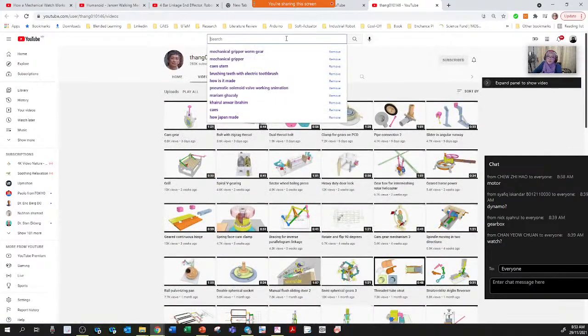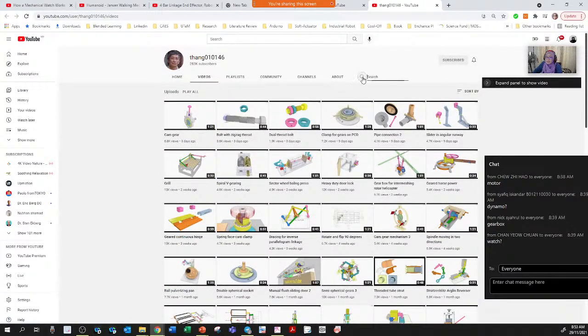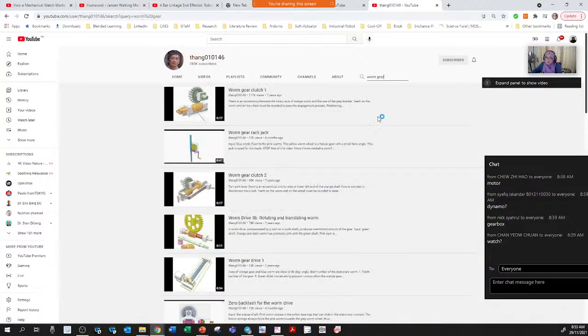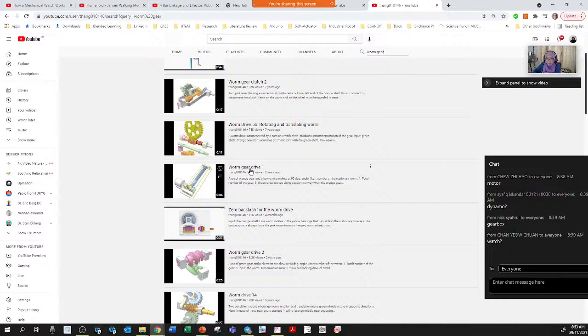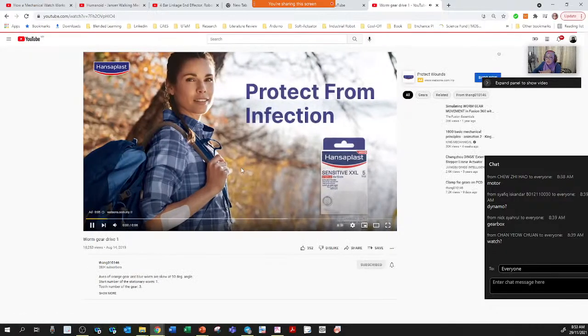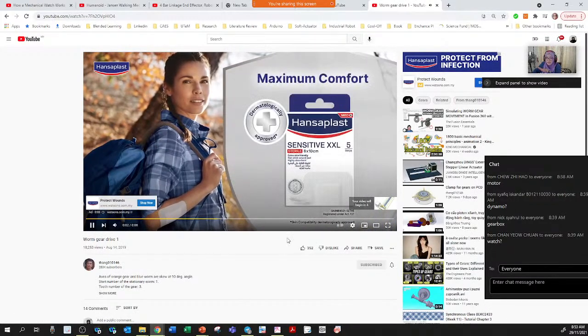For example, if you want to search on his page, you just search, for example, worm gear. So in his page, he has the worm gear application. You can see the worm gear rotating and the resulting motion. Or you can see a worm gear being used to drive a system in linear motion.